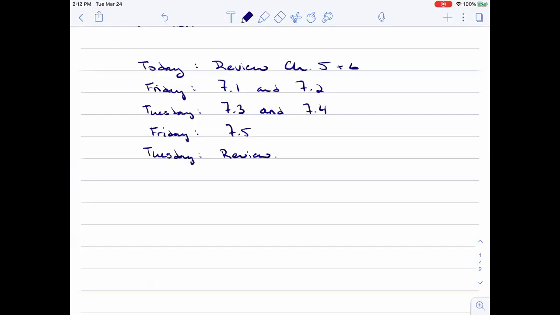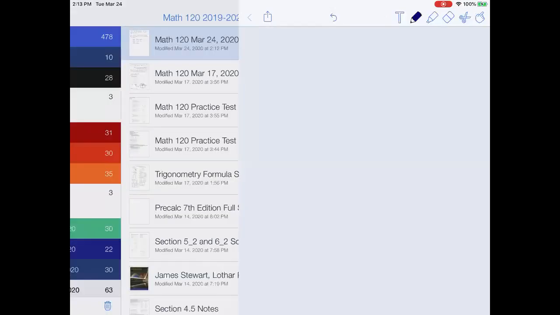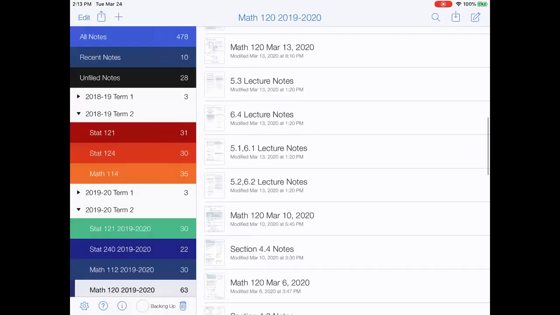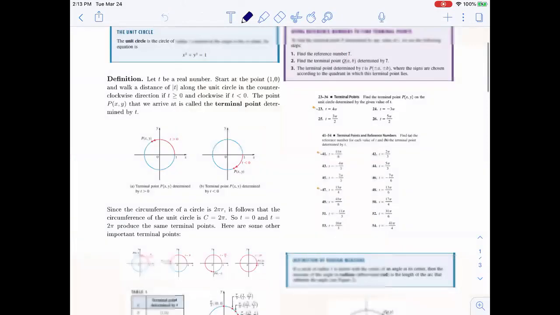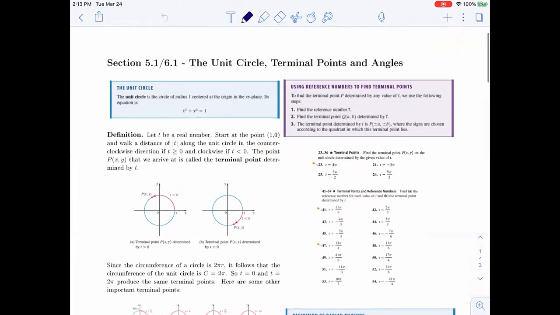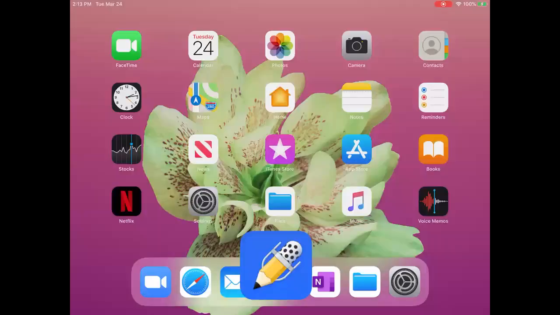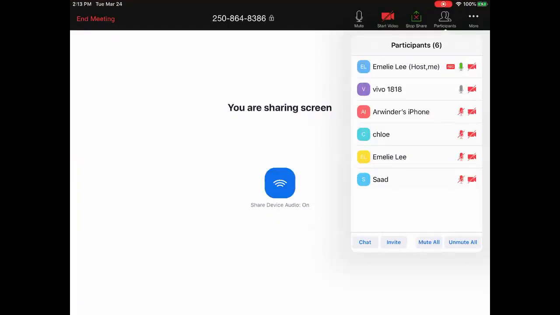Okay. So what we'll do is we'll just go back through and scroll through the 5.1, 5.2, or 5.1, 6.1 notes. I can't remember. Oh, someone have a question here?